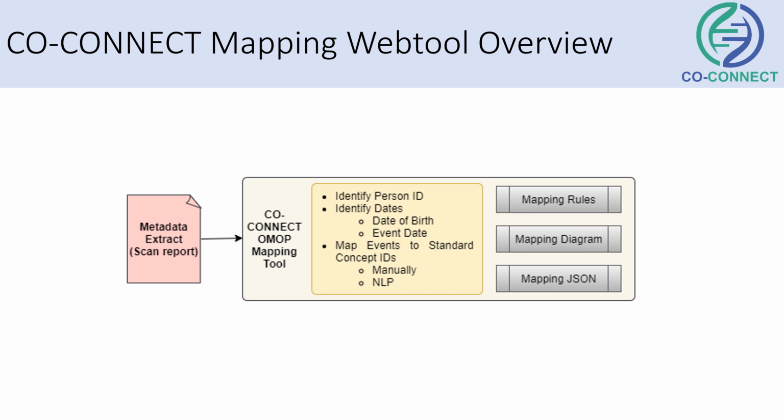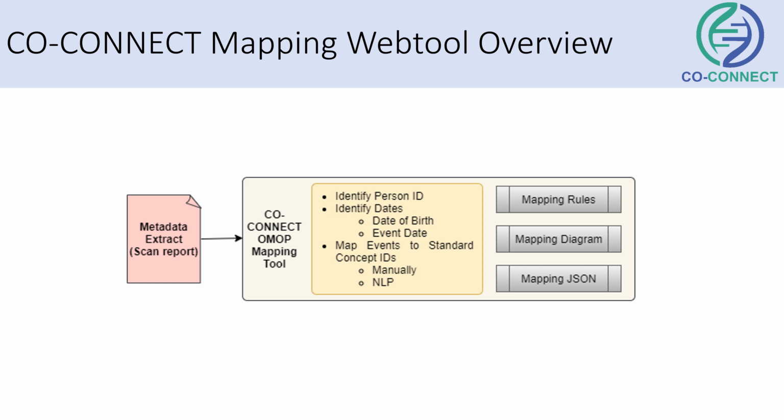This is an overview of the mapping tool used by the CoConnect data team to generate the mapping guidelines. This tool takes the metadata extract provided by the data partner and generates outputs in three forms: the textual representation of the mapping rules, the diagrammatical representation of the mapping rules, and a JSON file, which is a document containing the guidelines. This JSON file will be sent to the data partner by the CoConnect data team.